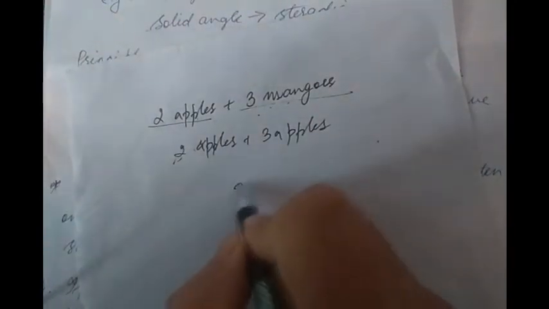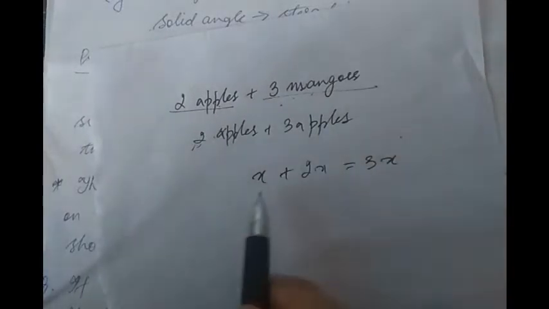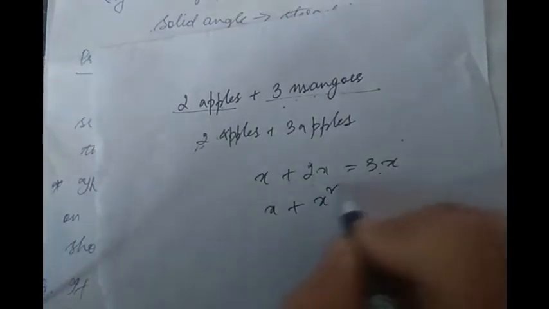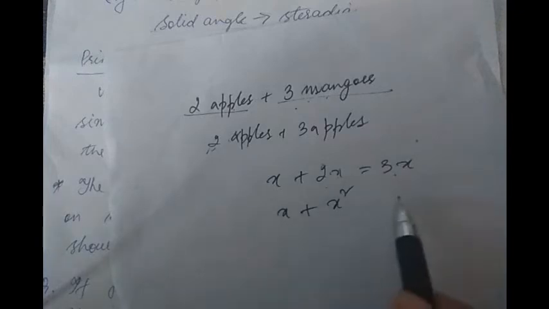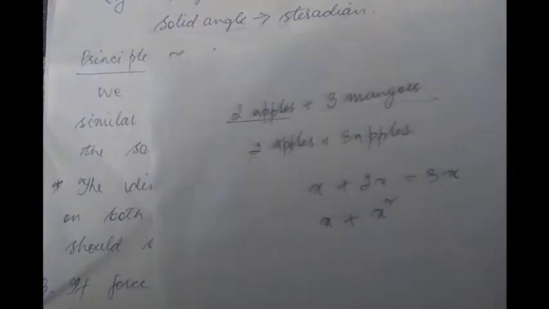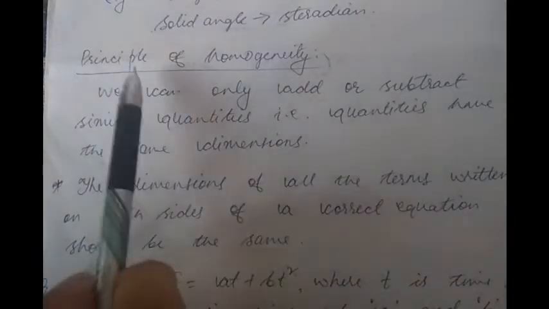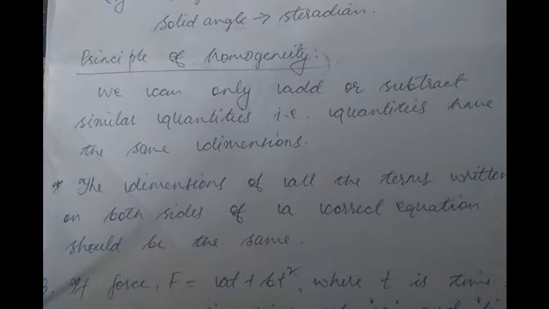Also in your algebra, in your mathematics, if we had something like x plus 2x, then you'd get 3x. These are like terms, therefore they are the same kind of things, therefore we added. But we cannot of course add x to x squared. We don't get 3x squared or 3x for that matter in this case. Why? Because they are dissimilar quantities, dissimilar things. That is why I told you this is something that you already know. The principle of homogeneity, you're already familiar with this.